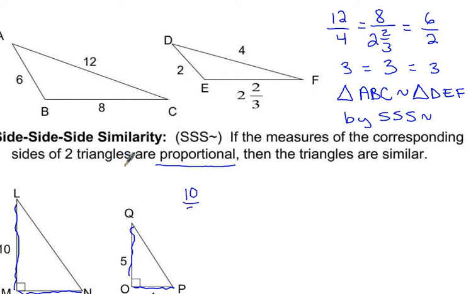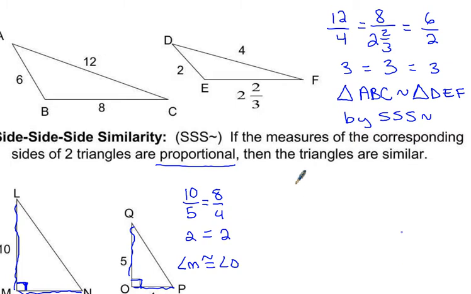So it'd be 10 over 5 equals 8 over 4. Those sides are proportional because each one of those would divide and reduce to 2. Now we have to have the included angle congruent. This angle that is actually between these two sides, not Q, not L, not N, not P. It's got to be the one that touches both of those sides. So angle M has to be congruent to angle O in this case.